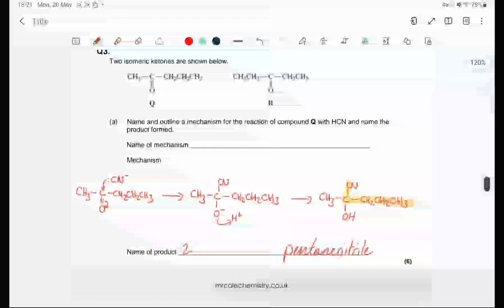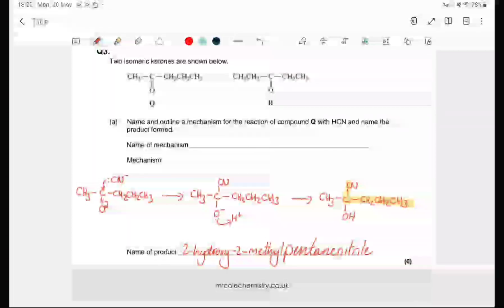So 2 hydroxy, 2 methyl, pentane nitrile. Note the dashes between the numbers and the letters, but no dash between the methyl and the pentane.